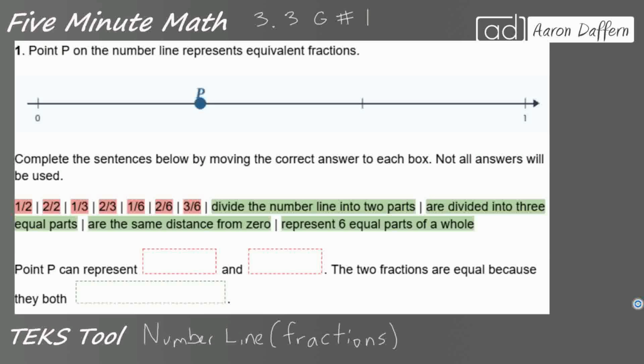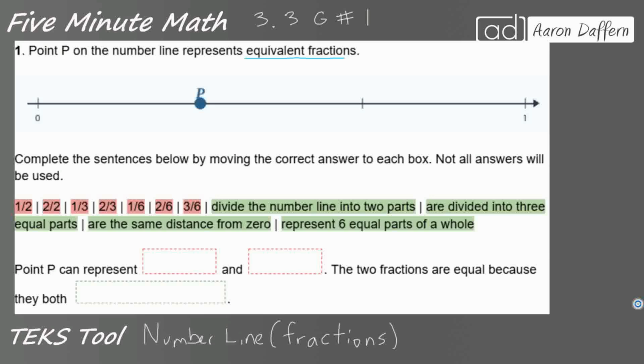So we have point P. It's on a number line, and it says it represents equivalent fractions. And take a look at what we need to do. This is one of these drag and drops where we need to drag some answers into these blanks, and we also have to be able to provide the explanation. So first, let's just figure out what's going on with point P. It says equivalent fractions, which means we need to be able to name it in two different ways. Then we'll look at how we're supposed to answer this.